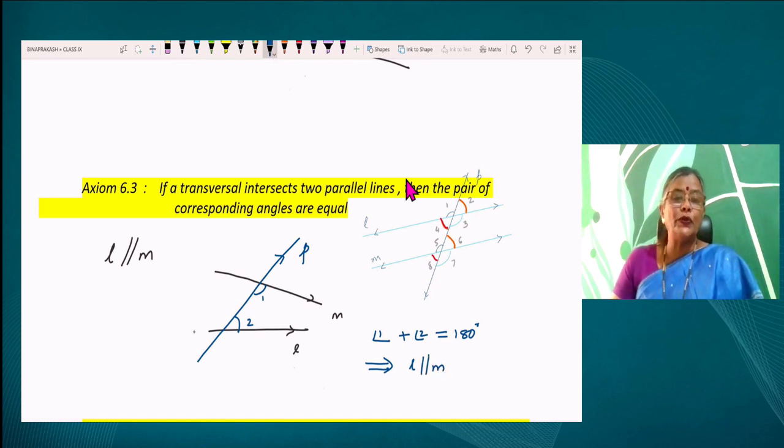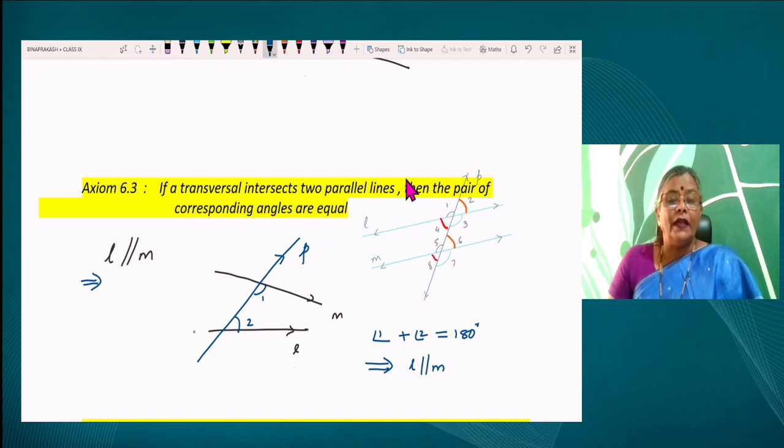So that is to be used here. So what information do we have? The lines L and M are parallel. So if the lines are parallel, then the sum of the co-interior angles will definitely be supplementary. That's 180 degrees. Yes, these terms we used in the previous classes. Supplementary, I'm just revising once again. Supplementary means the two angles, if they add up to 180 degrees, then it is known as supplementary angles.